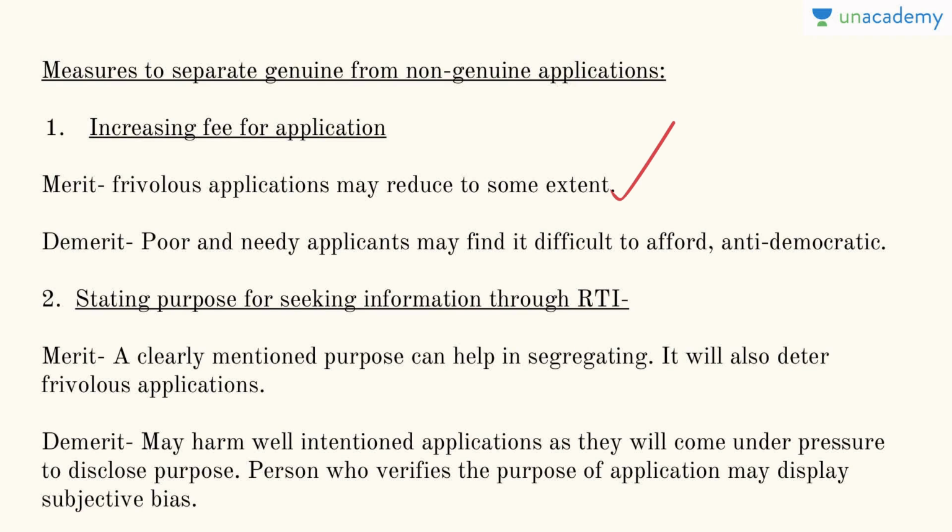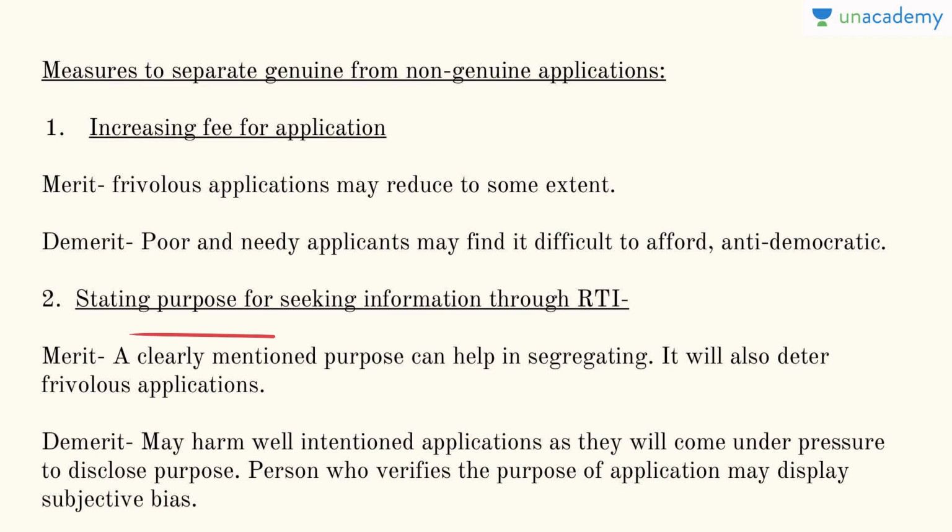Poor and needy applicants may find it difficult to afford it, which is anti-democratic, because even in AIIMS OPD, people used to pay 10 rupees to get themselves checked. If you increase it to 100 rupees, then obviously bogus patients will not come. But even the real patients who are in need but cannot afford 100 rupees will not come. So that will be really bad.